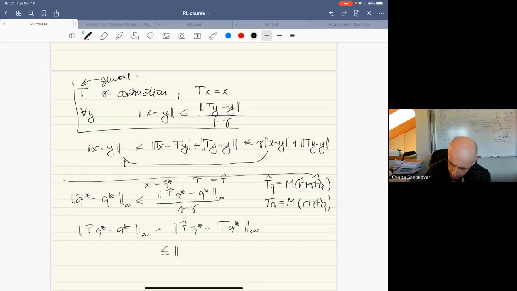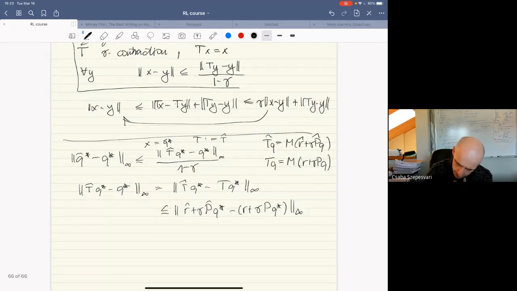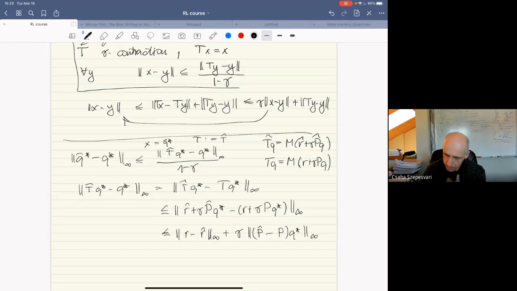is upper bounded by r hat plus gamma p hat Q star minus r plus gamma p Q star, which is upper bounded by triangle inequality again. The difference in terms of the rewards in sup norm plus gamma times the difference between the transition operators applied to Q star in infinity norm.